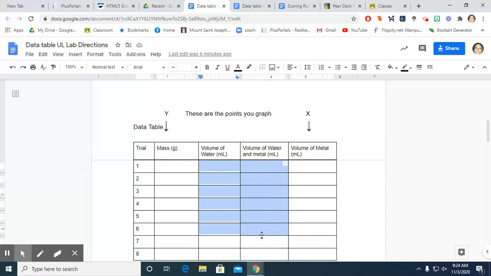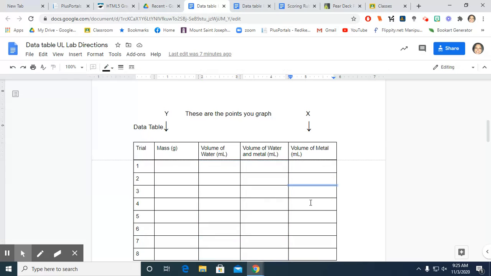These two columns in the center were needed in order to get the volume of the metal. We don't want to graph anything about the volume of the water. We used that water in order to get the volume of the metal. So there's only an X and a Y. Do not do anything further with these columns once you've subtracted and have the volume of the metal.